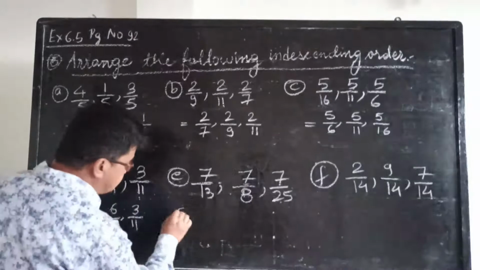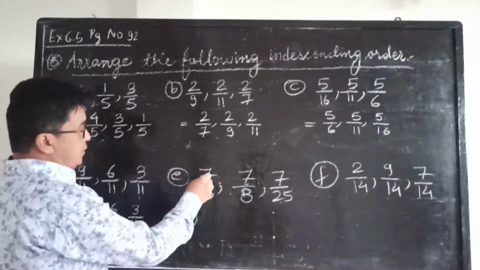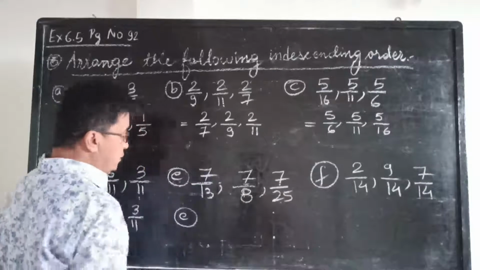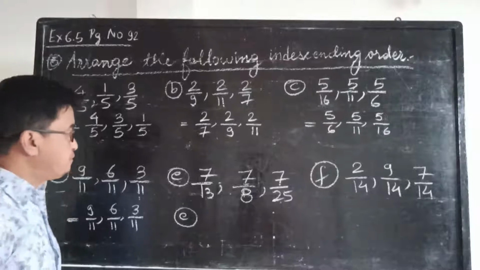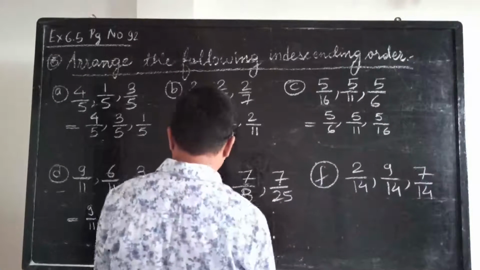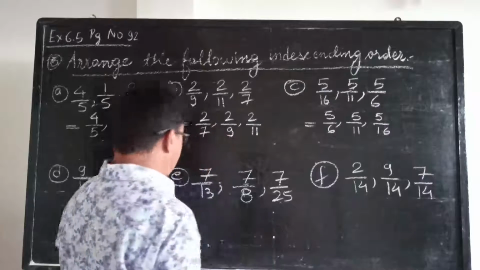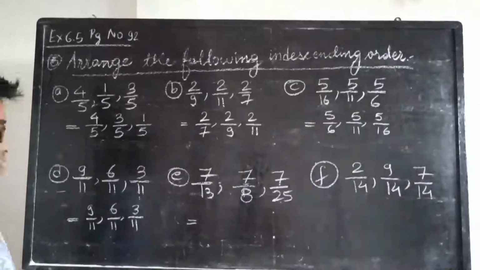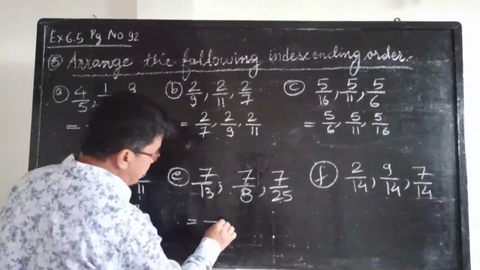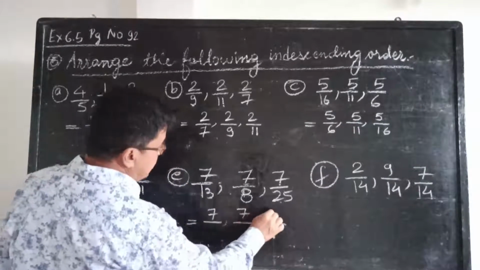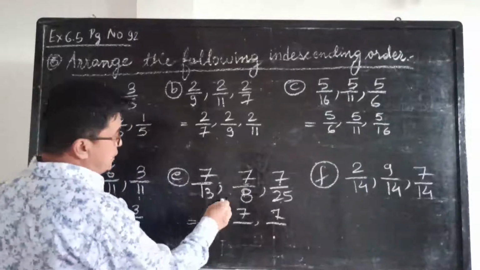Now E. 7 upon 13, 7 upon 8 and 7 upon 25. Here the numerators are the same but the denominators are different. So the fraction having the smallest denominator is the biggest. Now we know the numerator. Write the numerators first. Numerators are the same: 7, 7, 7. Now 13, 8 and 25.